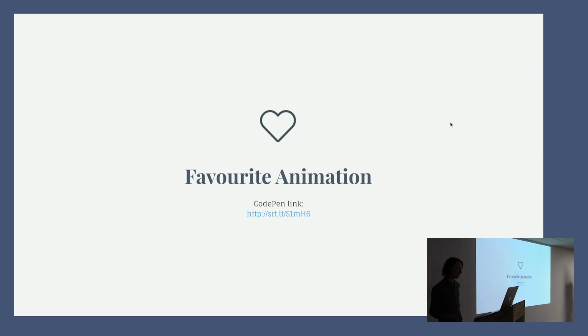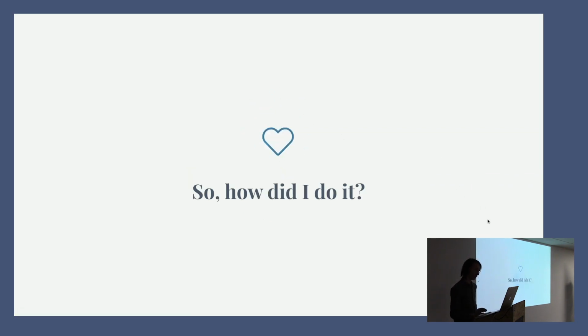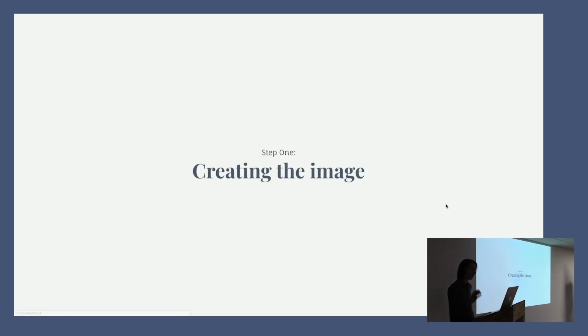So the next one I'd like to talk about is this favorite animation. This is used on the assembler website. So when you click the heart, it sort of shrinks down, expands, and then the circles appear around the outside. So how does this work?